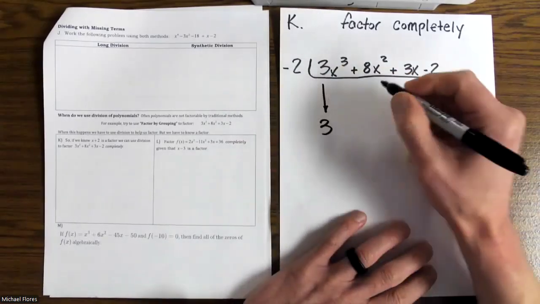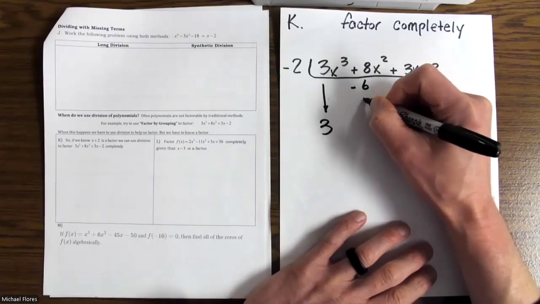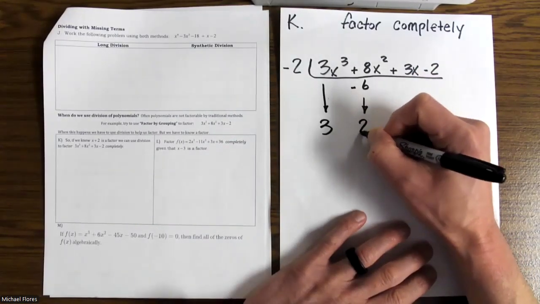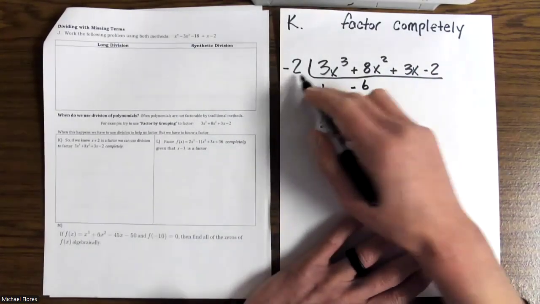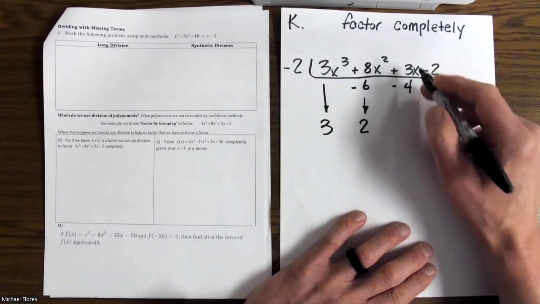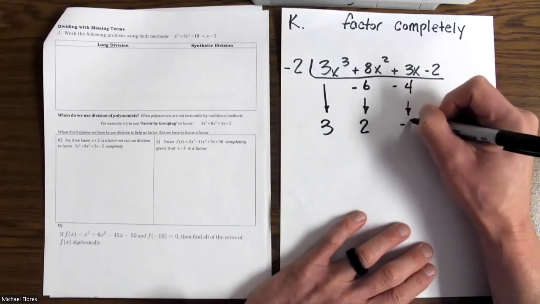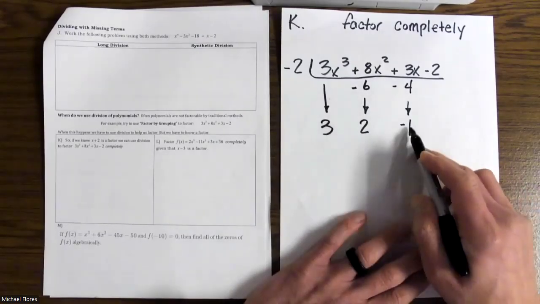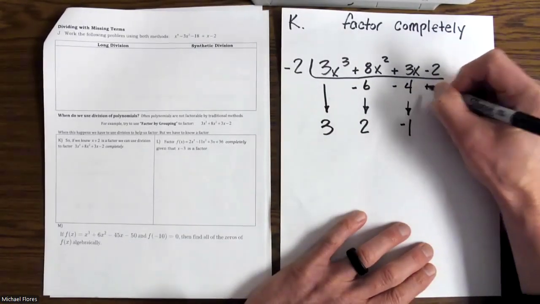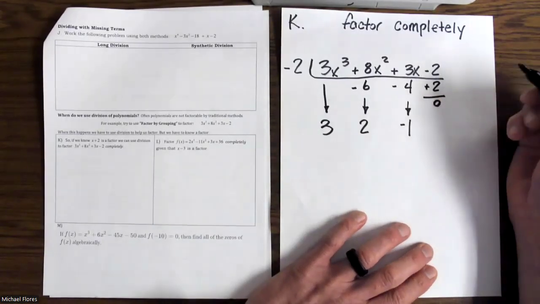Now we multiply. 3 times negative 2, negative 6. 8 plus negative 6 is 2. Now we multiply. 2 times negative 2 is negative 4. Now we add. 3 plus negative 4 is negative 1. And now we multiply. Negative 1 times negative 2 is 2. Oh, good. We have a remainder of 0.